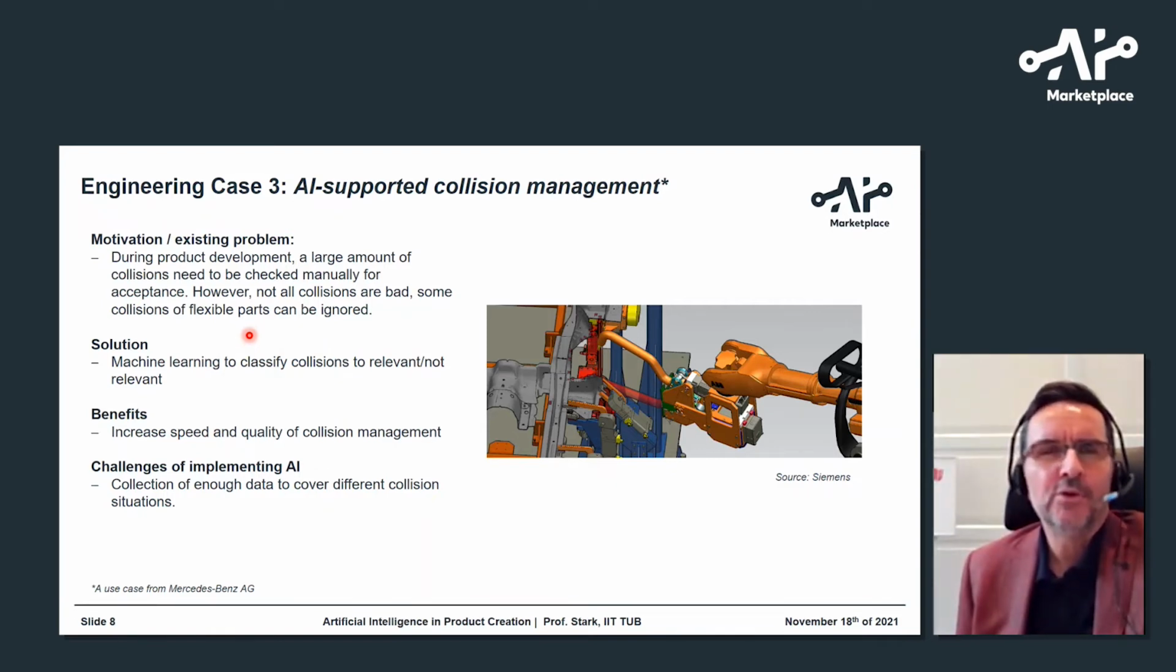And we really put too much burden on the whole engineering team, just going again through a collision which is already under control. So machine learning to classify collisions is a relevant activity which can distinguish between what is a relevant or a not relevant collision. And this increases speed and quality of collision management, which can increase substantially the engineering progression. And therefore implementing AI makes sense, because we actually have a lot of data available within the respective companies in their DMU process, but it needs to be prepared in such a case.